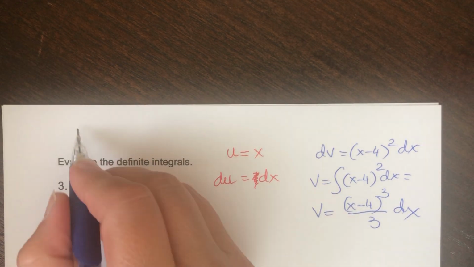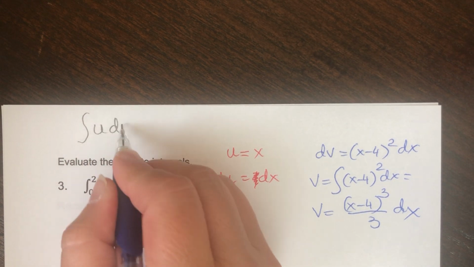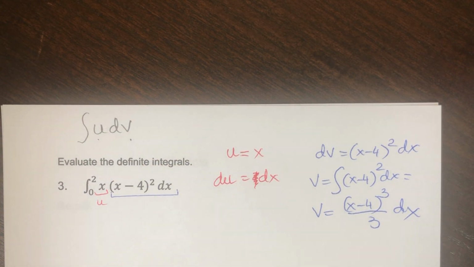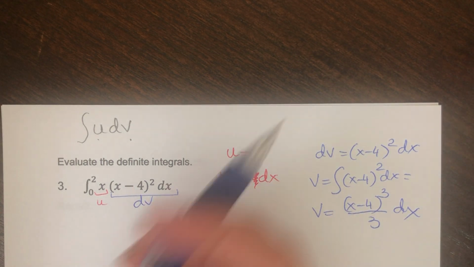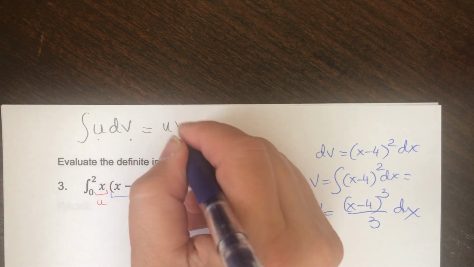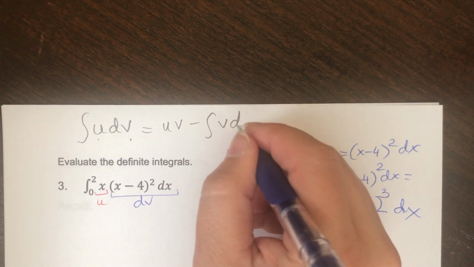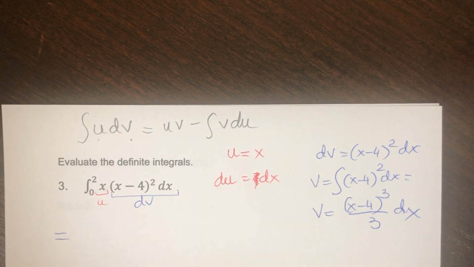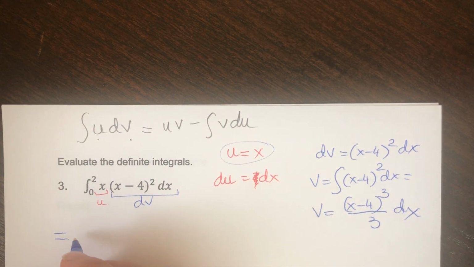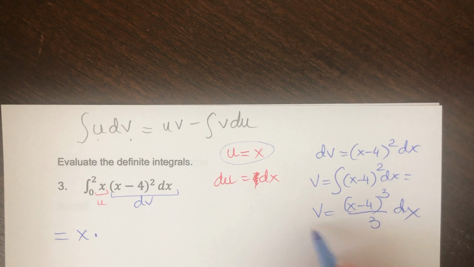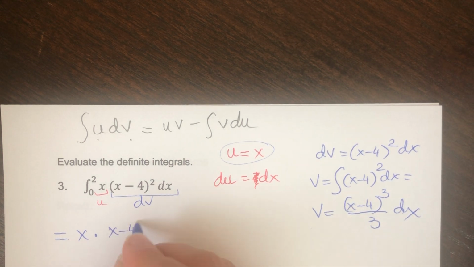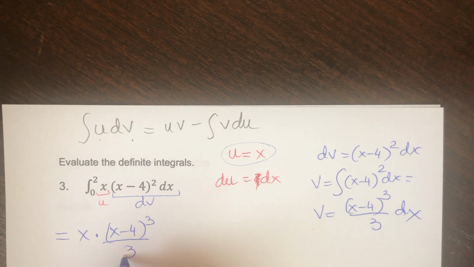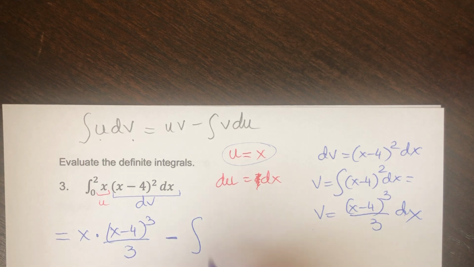I'm going to maybe just write myself the formula up here to follow. The integral of u dv is the two functions, u times v, minus the integral of swap them, v du. Okay, all right. So here, this is what I have. I have the integral from a u to a dv. And that's going to equal to what? U times v. What's u? U is x. What's v? V is x minus 4 to the third over 3. Yes, that's it. Minus the integral of what to what?